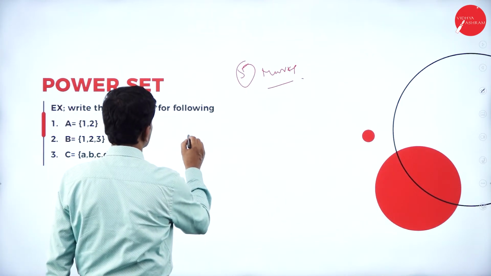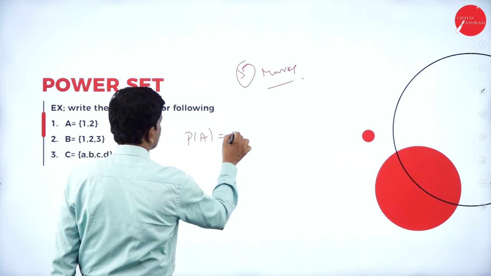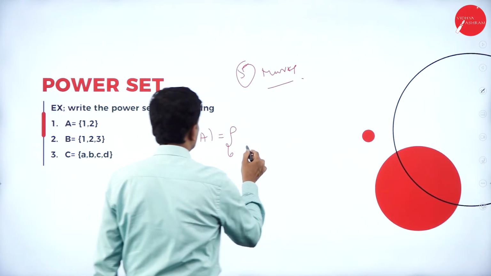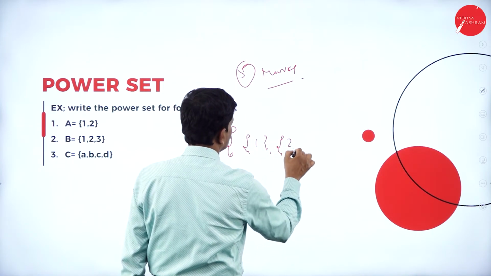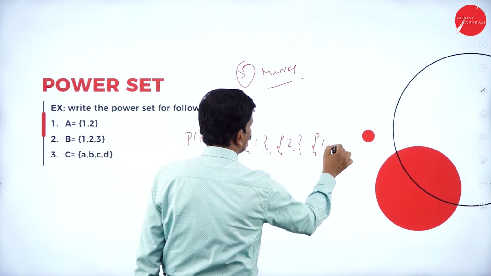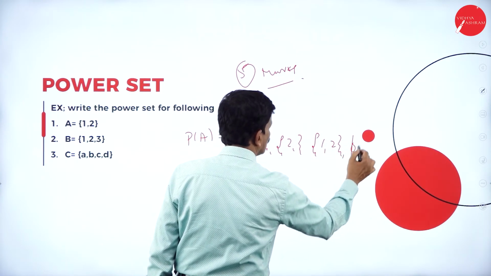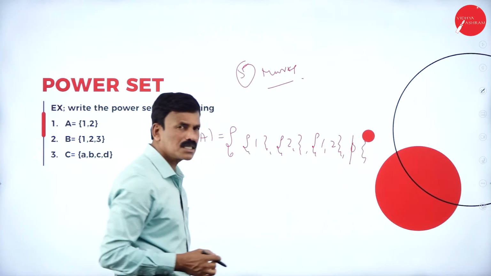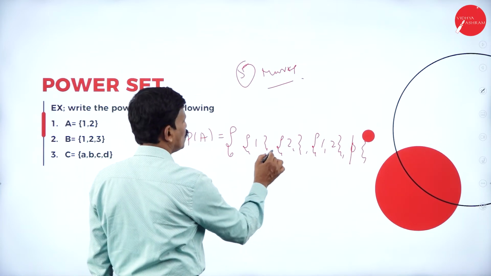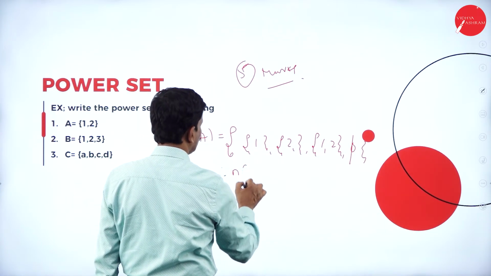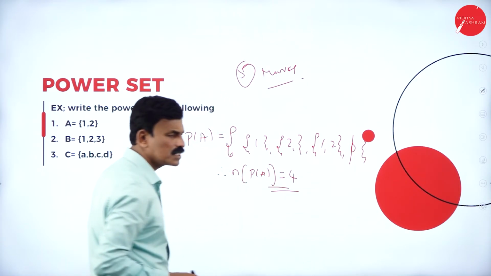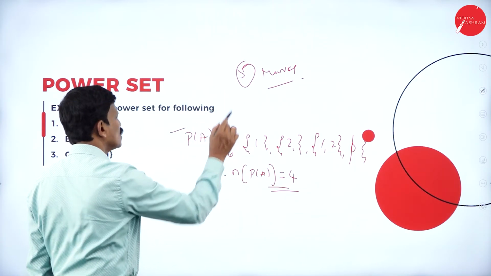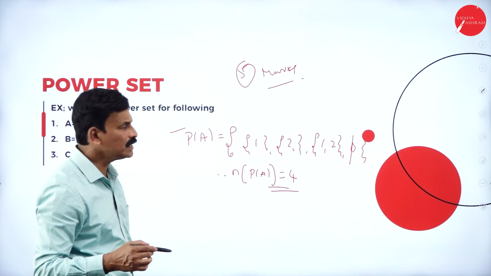The number of subsets of A: A contains 1 and 2, therefore it contains {1}, {2}, then the set itself {1, 2}, and the null set. The null set is also a subset. So, therefore, it contains 4 subsets. The number of subsets of A is equal to 4. This is the power set. The power set of A is {1}, {2}, {1, 2} and the null set.